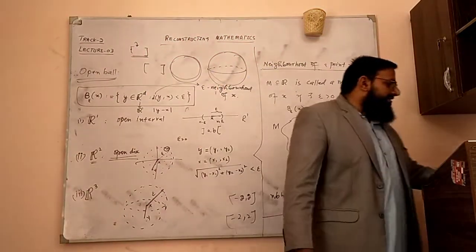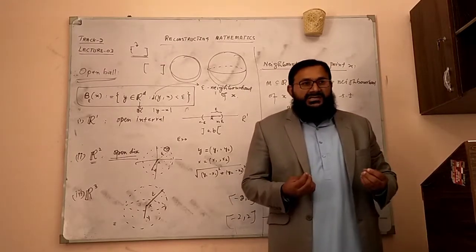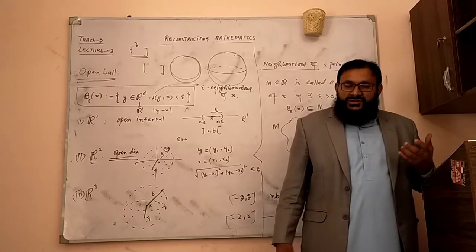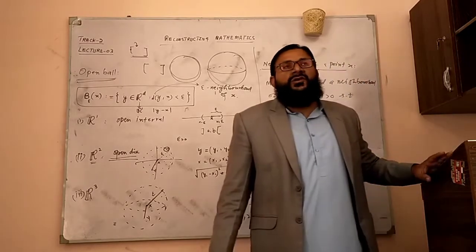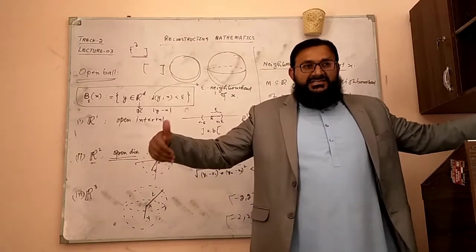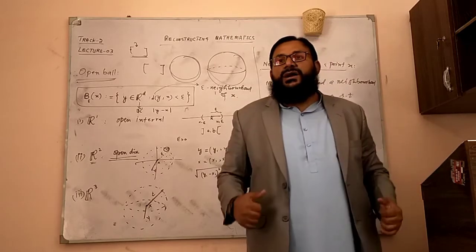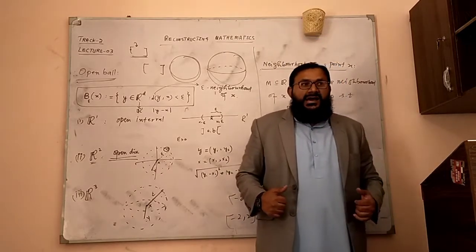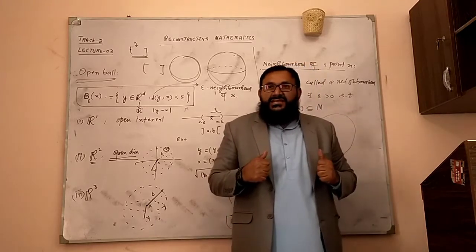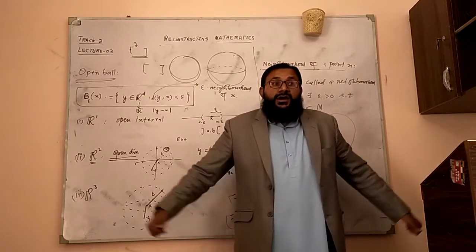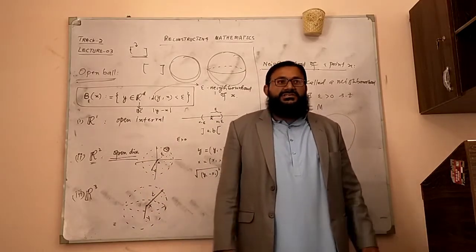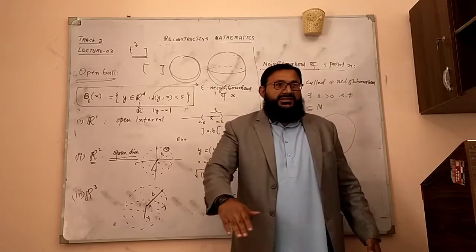And I always give one example: I am a point and this room is my neighborhood. Then what can I do? I can open my arms and I will still lie in this room. Then I call this room my neighborhood. I will be an interior point of this room. I'm inside the room and I have some space to open my arms. It's not that I open my arms fully. Somehow I can open my arms so that I have some space to rotate in some sort of circle.